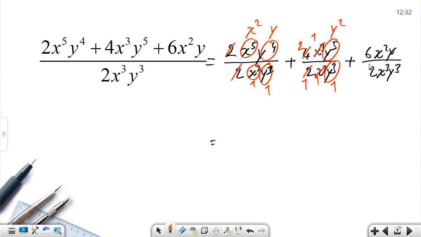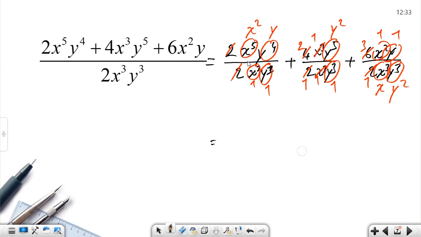Y squared. 6 and 2. We simplify by 2. 2 divided by 2, 1. 6 divided by 2 is 3. X squared, x cubed. Squared is smaller. This will be 1. 3 minus 2 is 1. So only x power of 1, or x. And y cubed. Again, y is smaller. 1. 3 minus 1 is 2. Y squared. So I made the simplification.